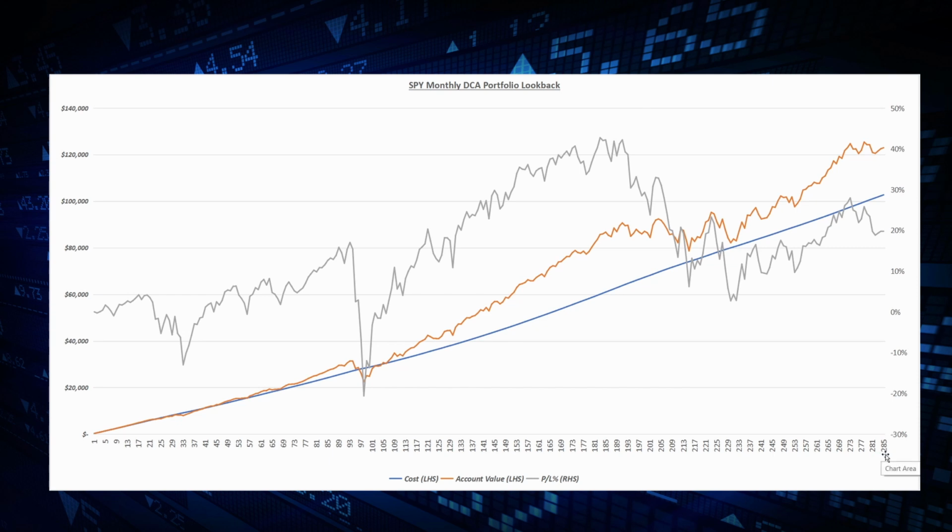Well, you would have invested just over $100,000 into the SPY. The account value, if you were to sell all of your shares right now, would be just over $120,000, which means you would have a profit of around $20,000. You can get these numbers from the left-hand side axis, which is going to correspond with the orange line, the total account value, and the blue line, or the principal of your investment. On the right-hand side, you will see a percentage axis, which will correspond with the gray line, which is your percent profit and loss for the account.